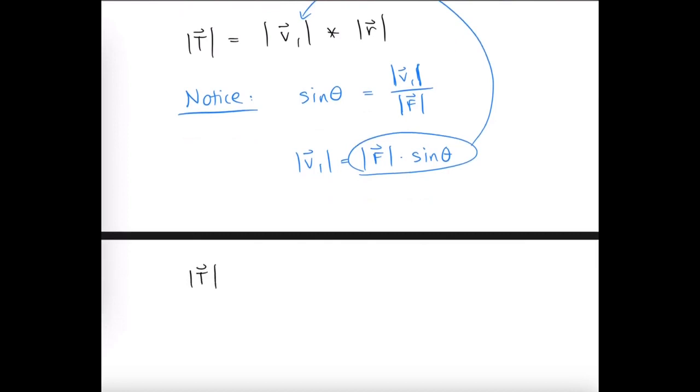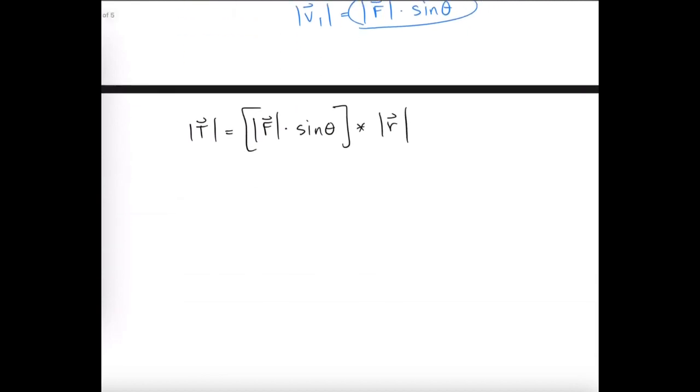Now let's use this as a substitution for our mag V1 in our torque vector formula. So the magnitude of the torque vector is going to be magnitude force times the sine of the angle in between the two vectors, again measured when they have the same initial point, and then all of that is going to be multiplied by the magnitude of the radial arm, or the position vector. Since these are all scalar quantities, I can rearrange their order to get mag r times mag f times the sine of the angle in between.